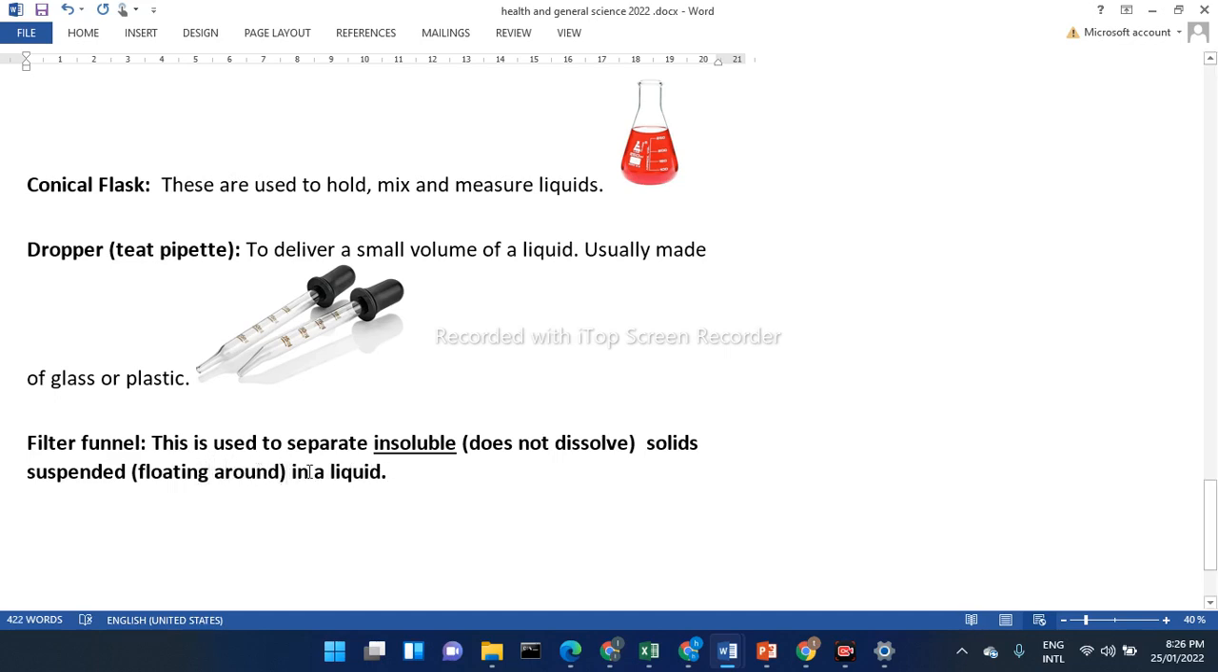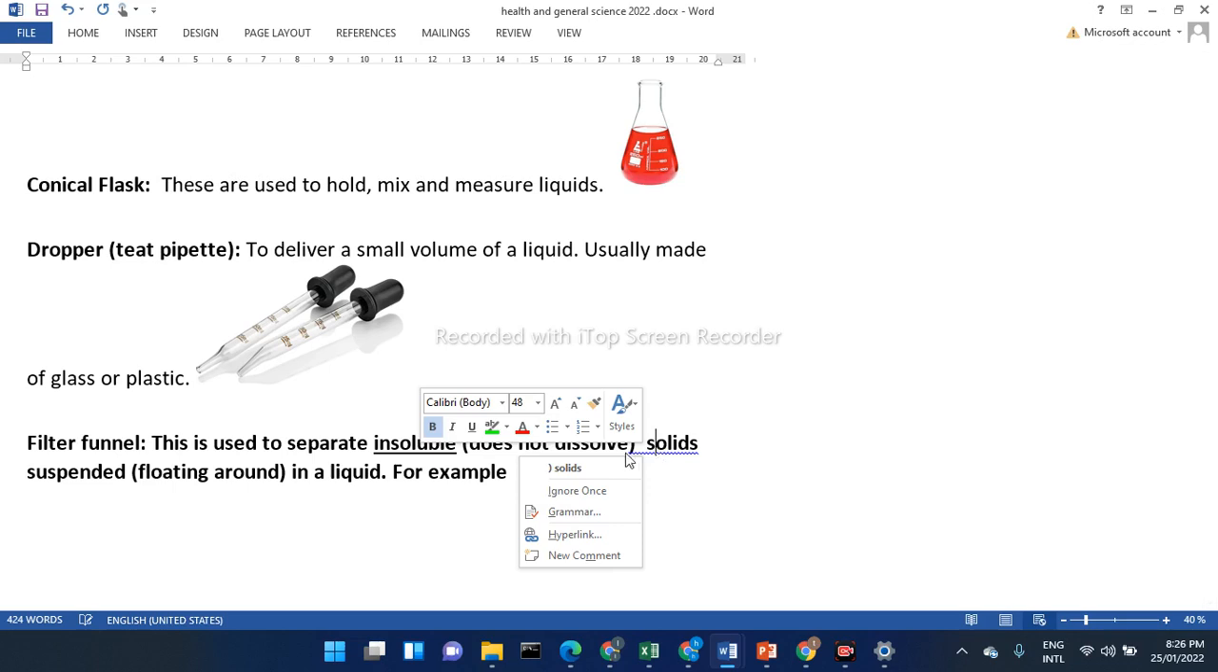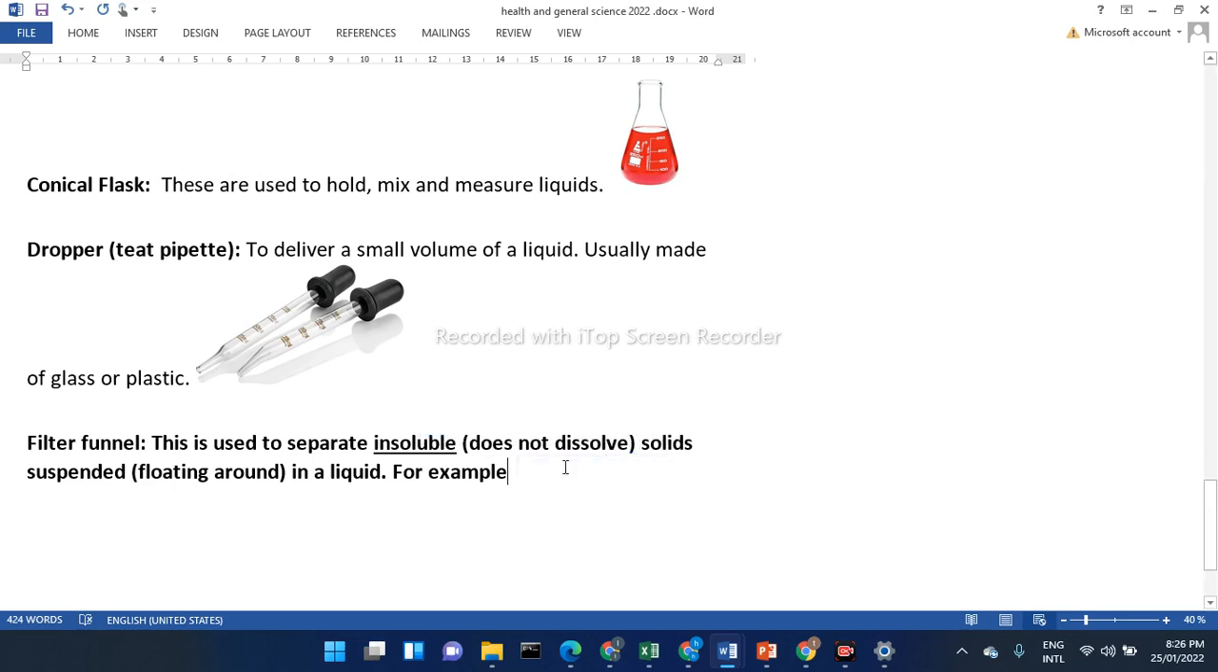So, for example, is that an emulsion? When I write this, I'm particularly thinking about the more common ones, like sand and water. It's insoluble because the sand does not dissolve in the water.